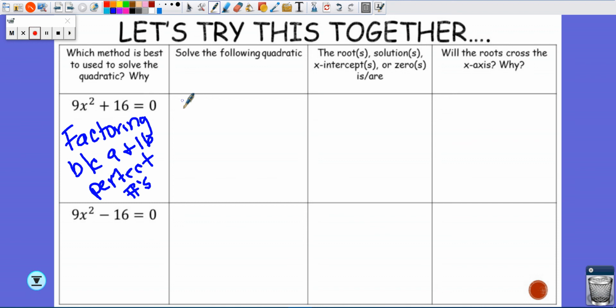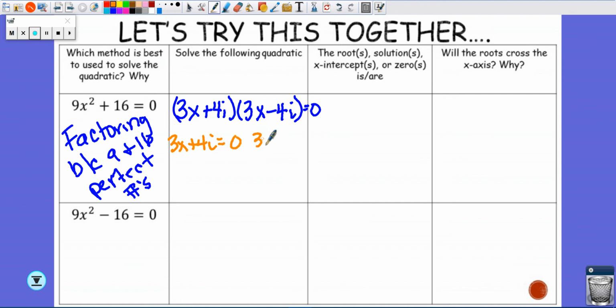If I solve this, then the square root of 9 is 3, so I write 3x. And then the square root of 16 is 4. But because that is a plus sign right here, I'm going to say 4i. And then 3x minus 4i. Set it equal to 0. So on the next line, we're going to say 3x plus 4i equals 0, and then 3x minus 4i equals 0.